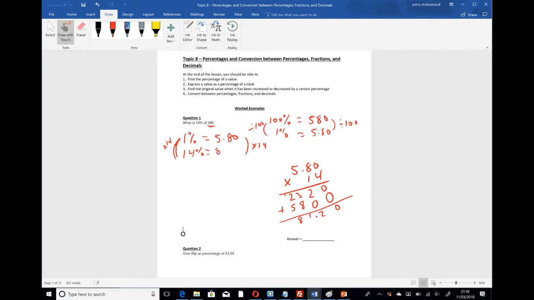So now we know that 14% of 580 is 81.20. So that is my final answer. Let me just write it in here, and we can move on to the next question.